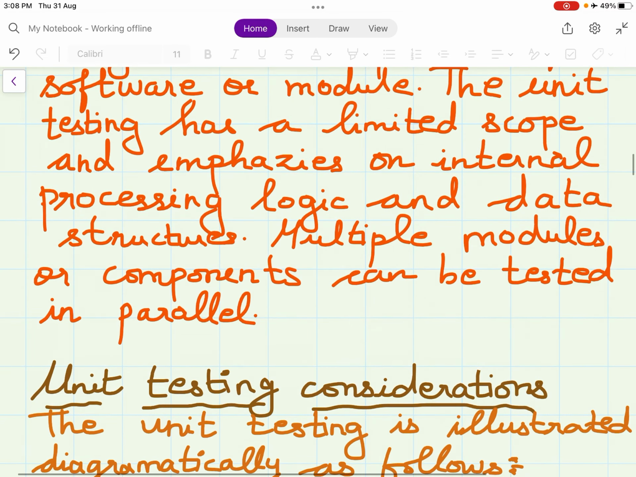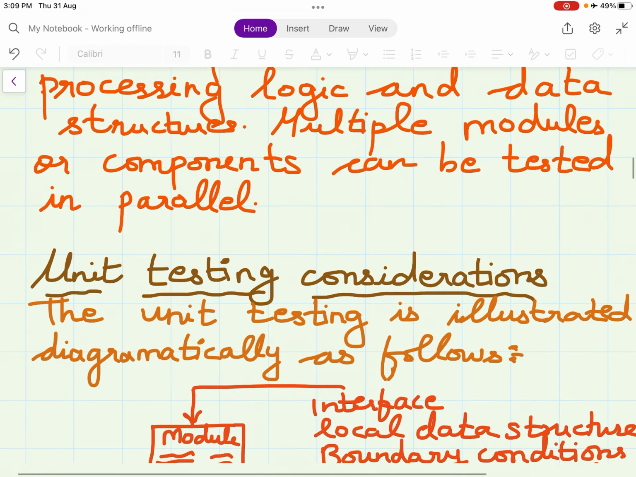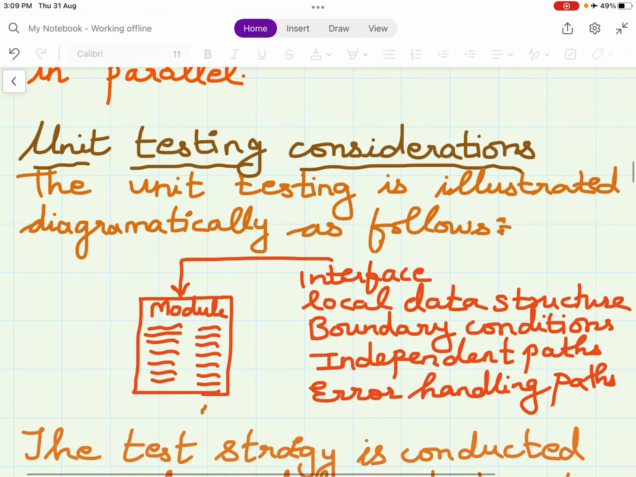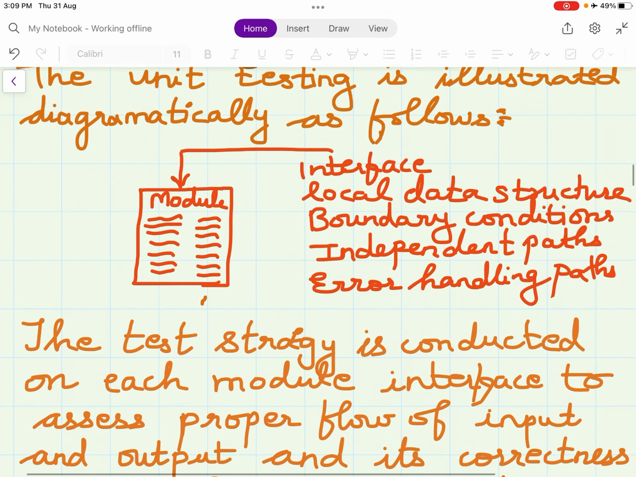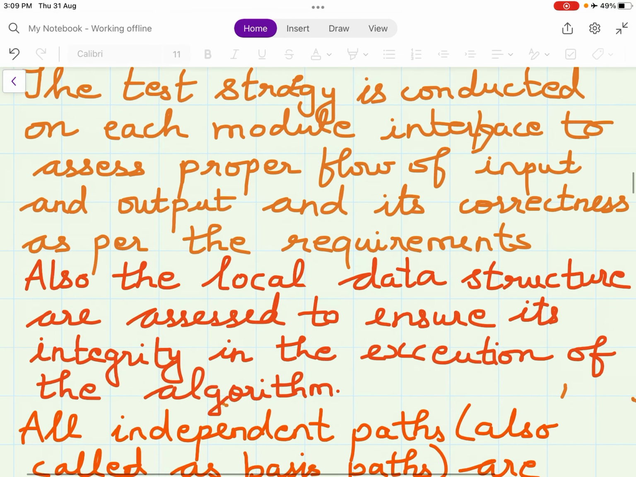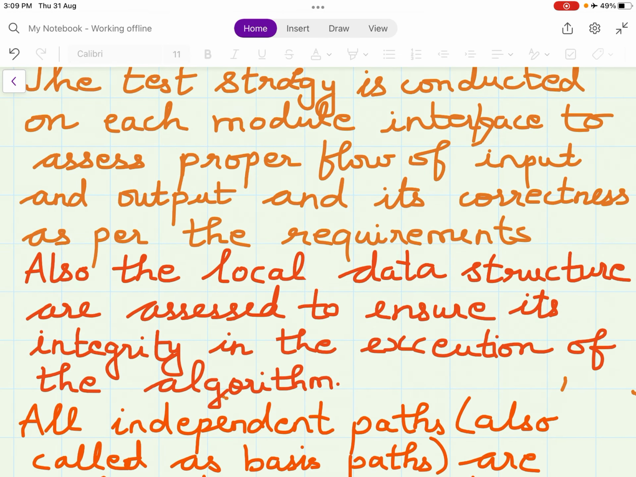Multiple modules or components can be tested in parallel. So, unit testing considerations. Unit testing is illustrated diagrammatically as follows. The test strategy is conducted on each of the module interfaces, to assess the proper flow of input and output and its correctness as per the requirements. Also, the local data structures are accessed to ensure their integrity in the execution of the algorithm.